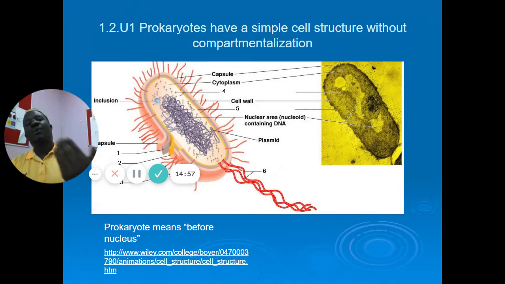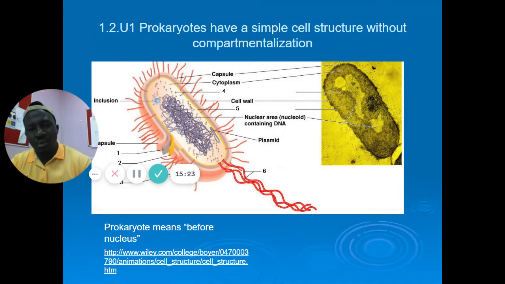So we can ask: which one of the following cells has a cell wall? It's only bacteria, which is a prokaryote, that has a cell wall. So the bacteria has a cell wall, but it's made up of peptidoglycan, which is an organic substance.